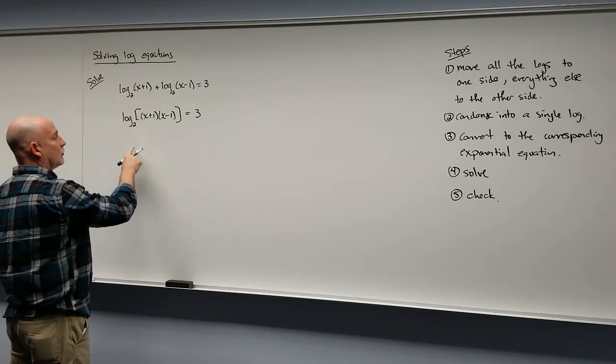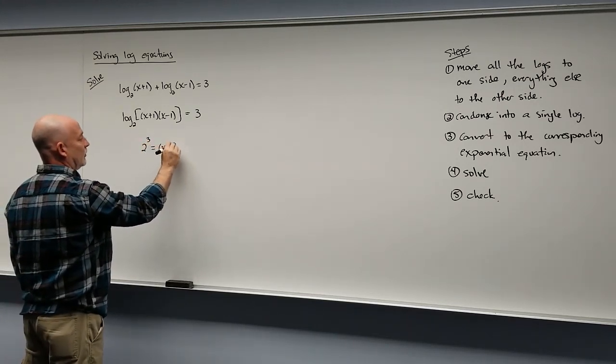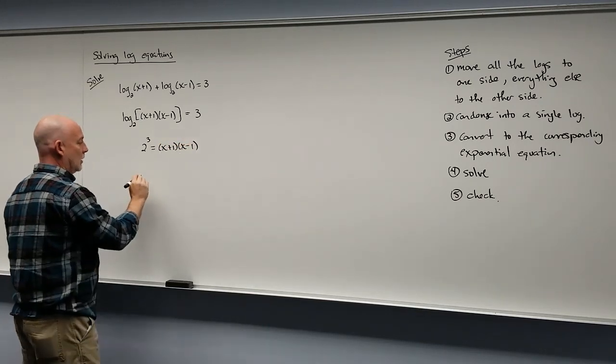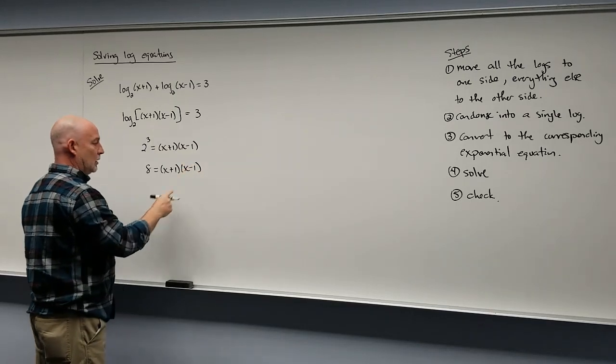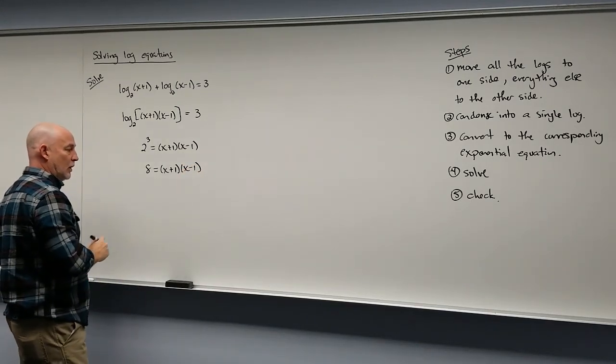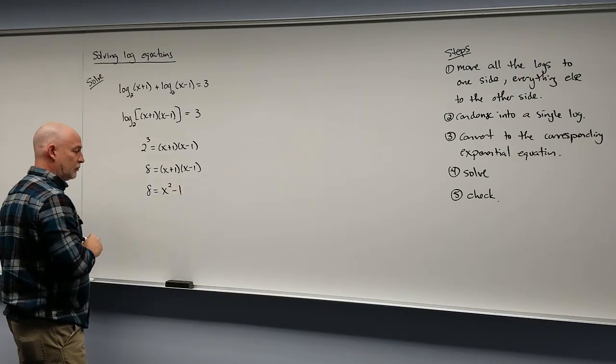Then we convert to our corresponding exponential equation. So 2 to the third is equal to (x plus 1)(x minus 1), or 8 is equal to (x plus 1)(x minus 1). Well, this looks like this is going to be a quadratic equation, so I need to clear those grouping symbols. When you do that, that gives you x squared minus 1.